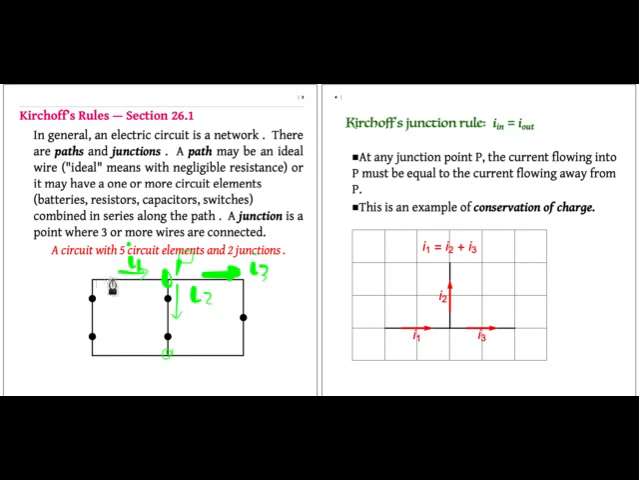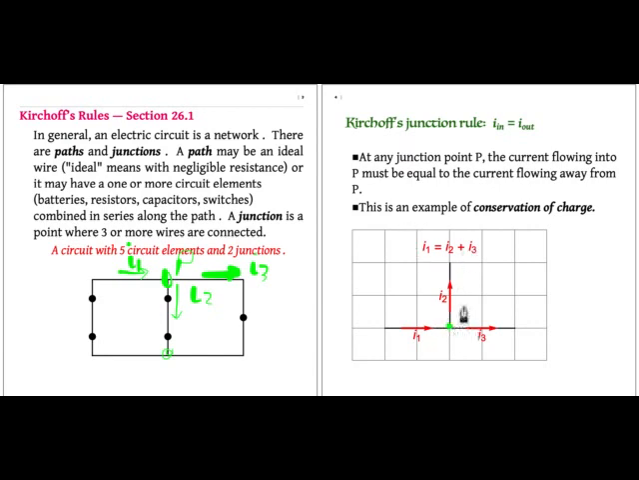So say I have current I1 going into the point P, and currents I2 and I3 going out of the point P. Well, according to Kirchhoff's junction rule, I1 has to be equal to I2 plus I3. Or here's another picture. With I1 coming into a junction, I2 going out and I3 going out, then I1 has to be I2 plus I3.